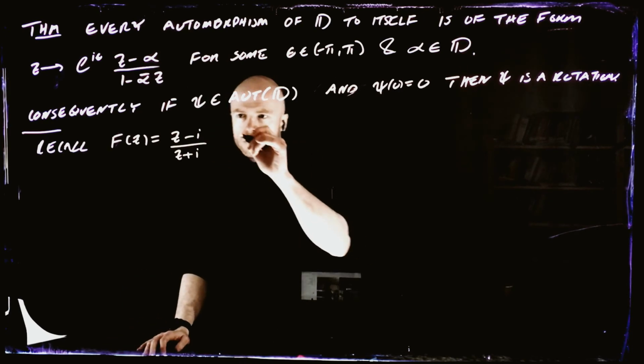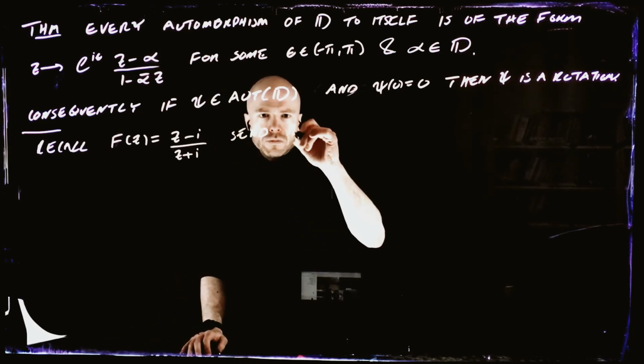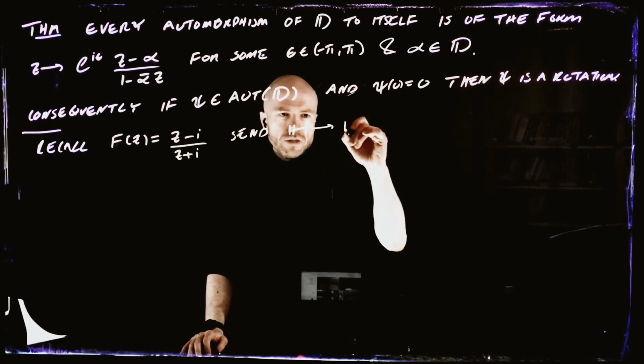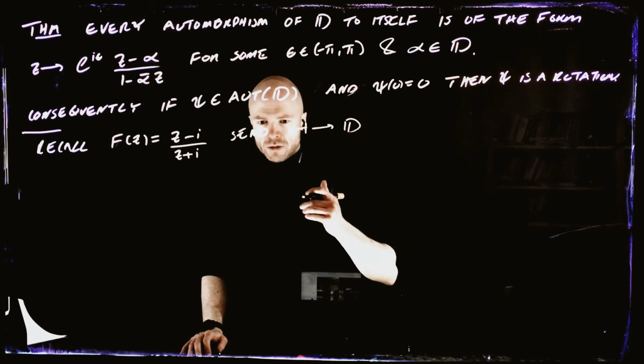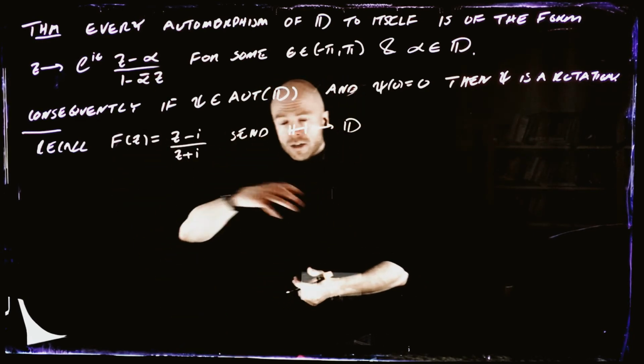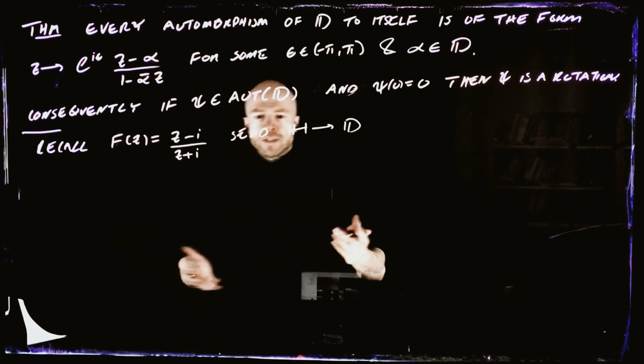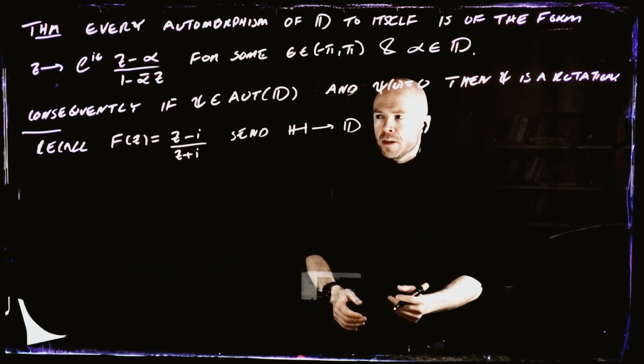This sends the upper half plane into the unit disk, right? This is the first Mobius mapping we studied, right? So this thing is an invertible automorphism of the complex plane, right? Mobius mappings are automorphisms of the entire complex plane, yeah?